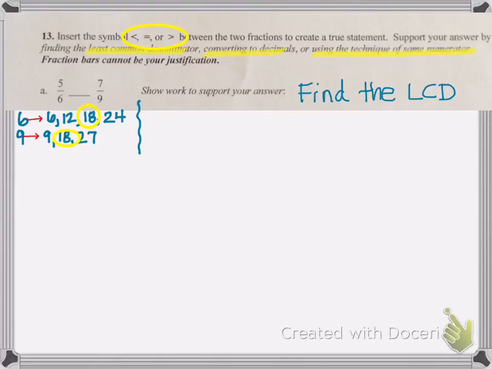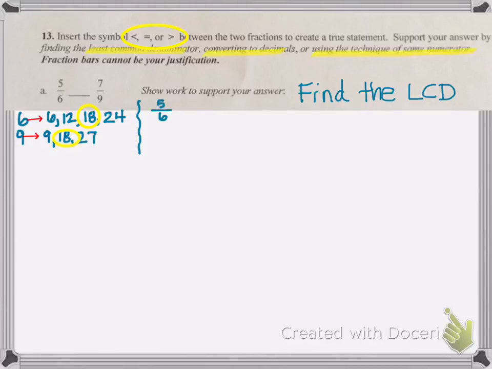So what we need to do is rewrite each fraction as an equivalent fraction with a denominator of 18. Now, I have the fraction 5/6. I need to determine the number that I have to multiply the numerator and the denominator by in order to turn the fraction into an equivalent fraction with a denominator of 18.